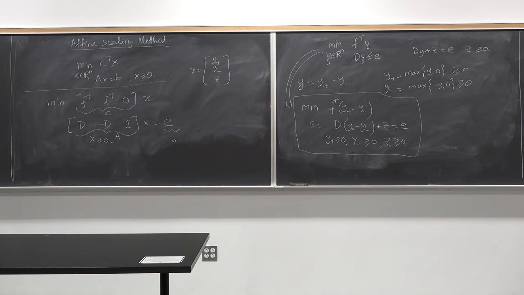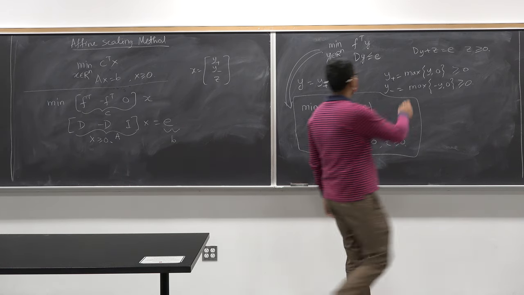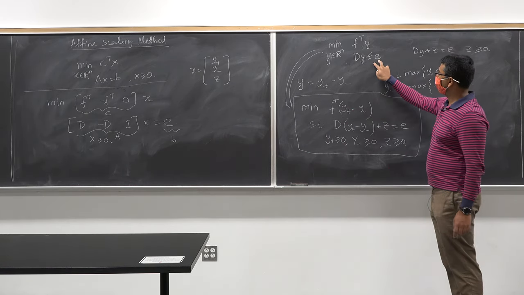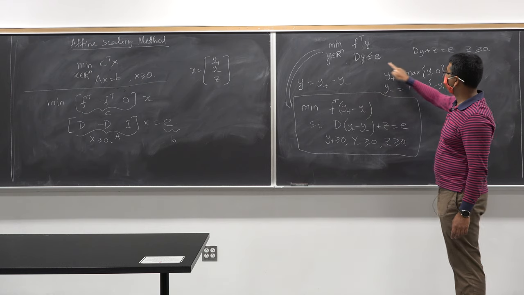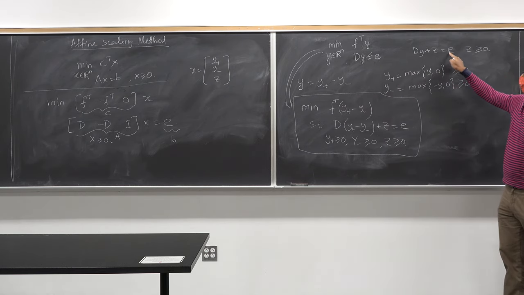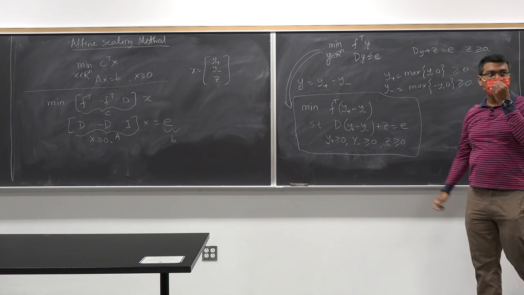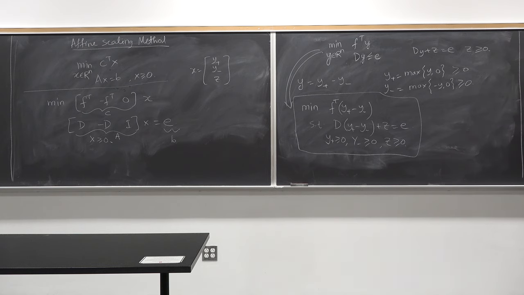Yes, please. How does adding z turn the inequality into an equality? So Dy is less than or equal to e. If I add a positive number, I could make this Dy plus z equal to e. So for every y, I can figure out a z such that this equality holds. So the z can be different? That's right. For different y, z would be different.